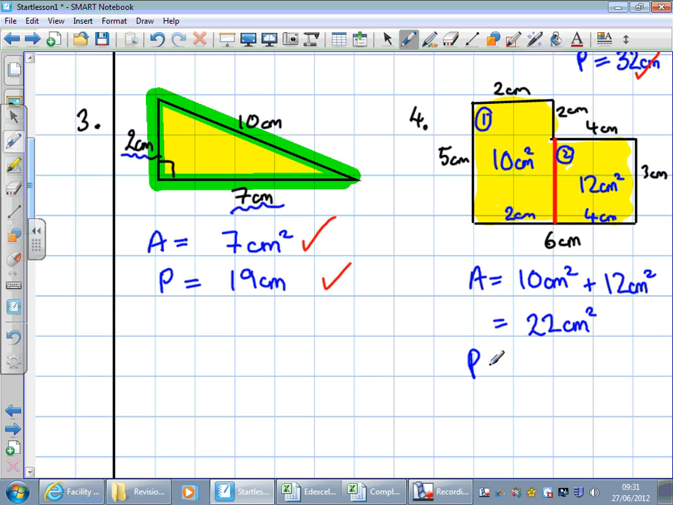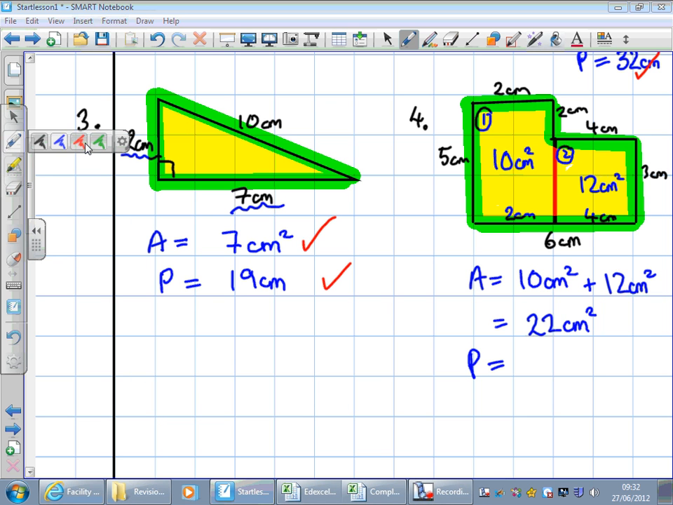And now the easier part, the perimeter. 5 centimeters, add 2 is 7, add 2 is 9, add 4 is 13, add 3 is 16, add 6, 22. So the perimeter is 22 centimeters.